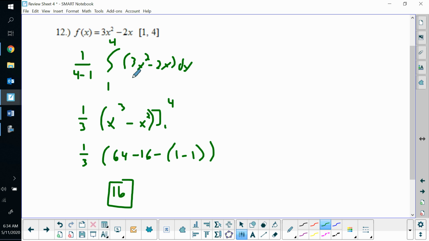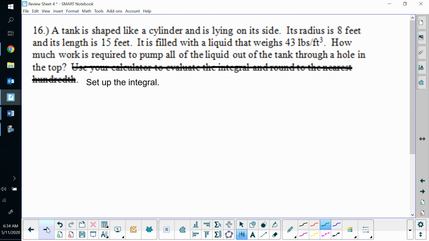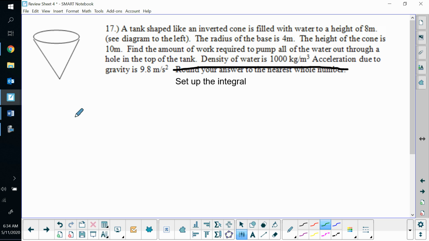All right, and the last one we're going to look at is number 17. So we have this inverted cone here. Usually when you have a cone, when you draw your xy axis, you put the point of the cone at the origin. Oops. So we have an inverted cone.